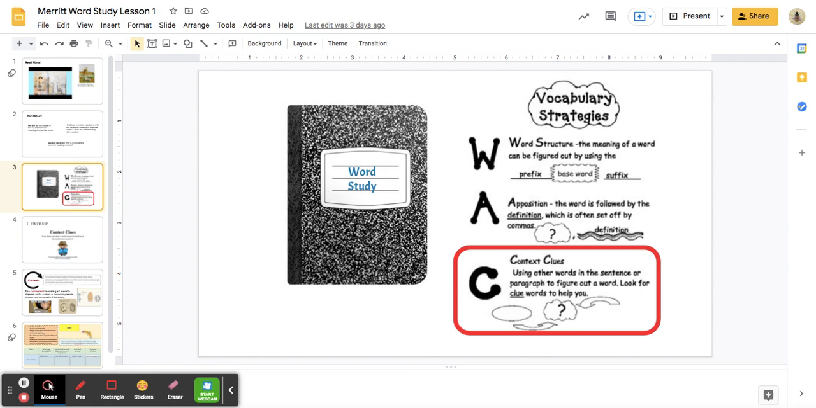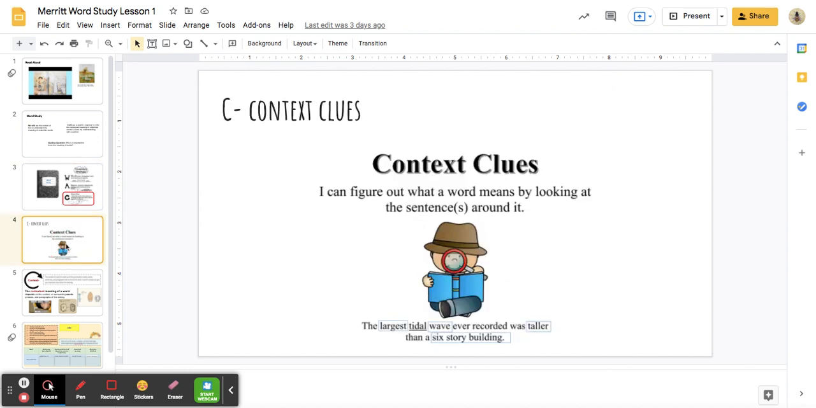There are several vocabulary strategies you can use, but today we're going to concentrate on the C, context clues, which is using other words in the sentence or paragraph to figure out a word. Look for clue words to help you. Context clues. I can figure out what a word means by looking at the sentences around it.